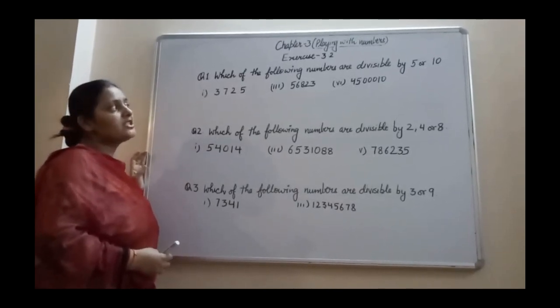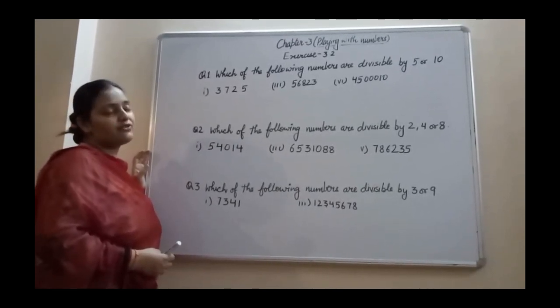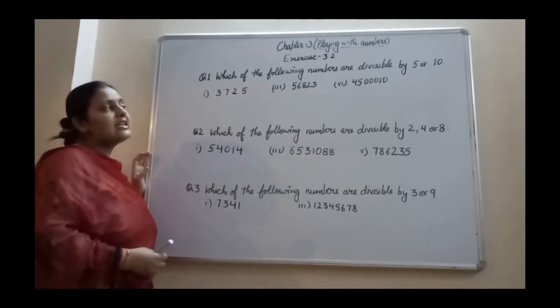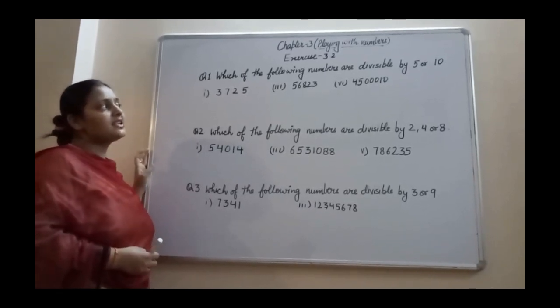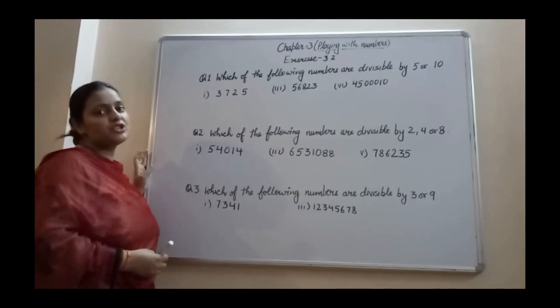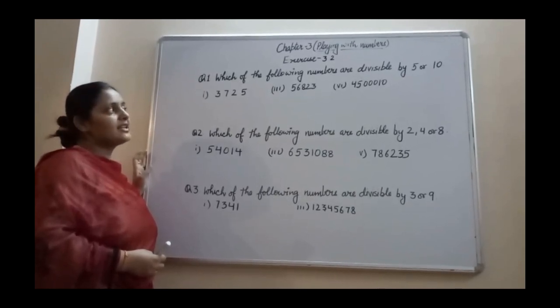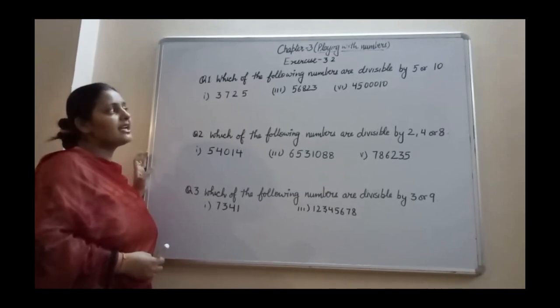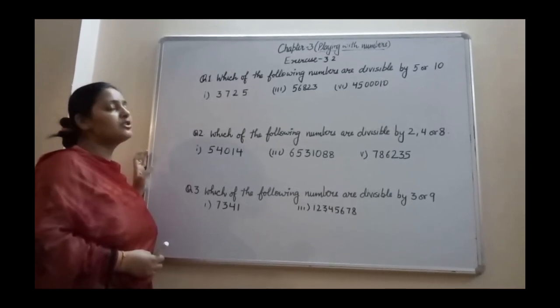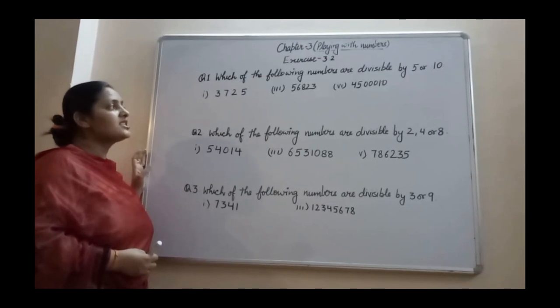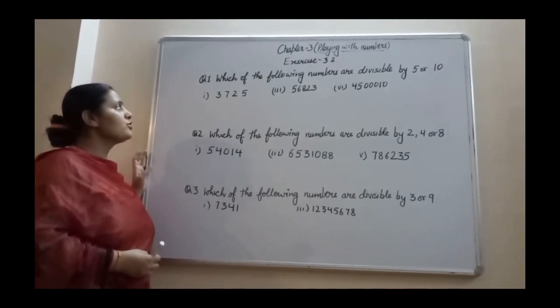For that you should know the divisibility rule of number 5 and 10. The divisibility rule for number 5 is that the last digit of the given number should be 0 or 5. Then that number is divisible by 5. And the divisibility rule for number 10 is that the last digit of the given number should be 0. Then that number is divisible by 10. So let's do it for the given numbers.